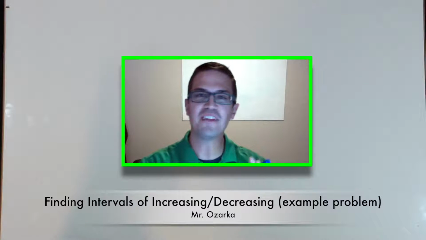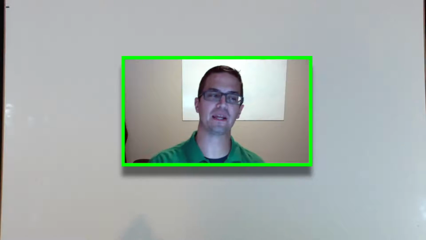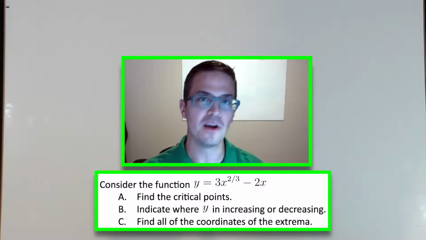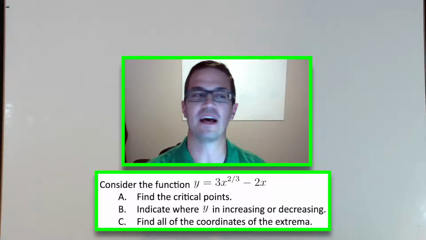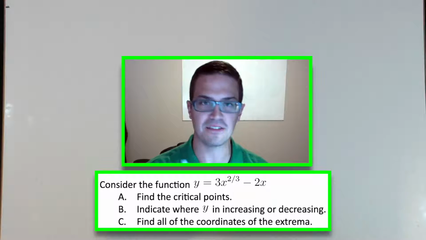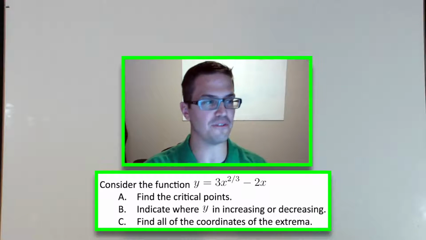So this is going to be a video on finding intervals of increasing and decreasing. And the problem we're going to be looking at says: consider the function y equals 3x to the 2/3 power minus 2x. It's asking for the critical points, where the y value is increasing or decreasing, and you have to find all the coordinates of the extrema. First thing I'm going to do is write down the function that we're looking at.